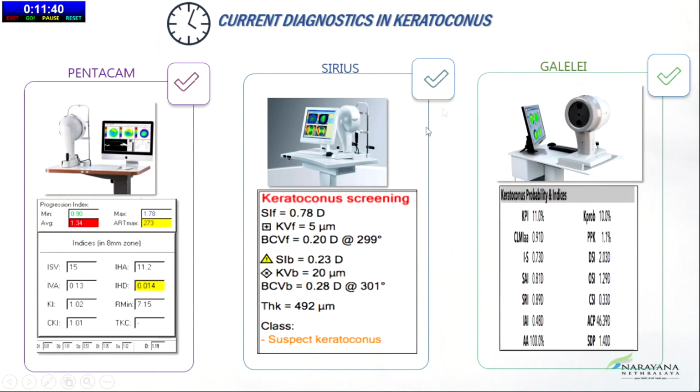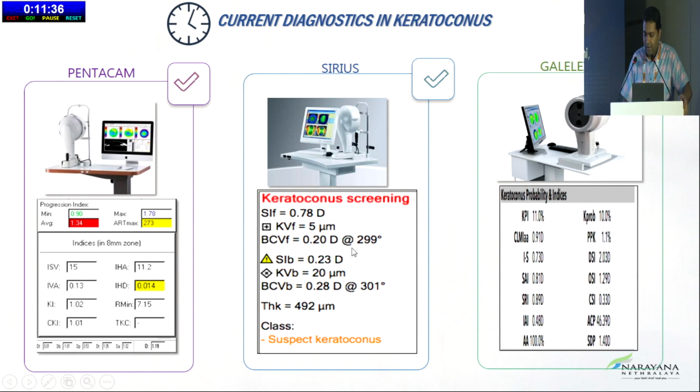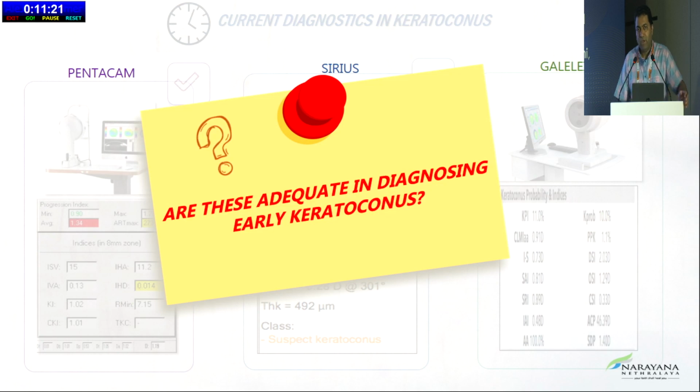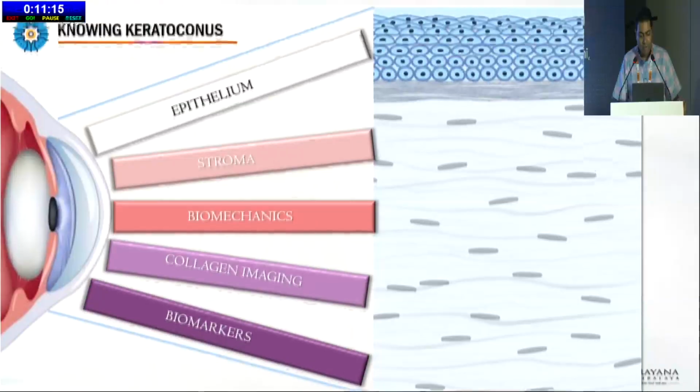All the diagnosis of keratoconus relied heavily on indices. Many indices have been compared head on with the others. Unfortunately, we can never compare one company's indices with the other because the way it's designed is completely different. The question always comes: are they adequate for diagnosis of early keratoconus?